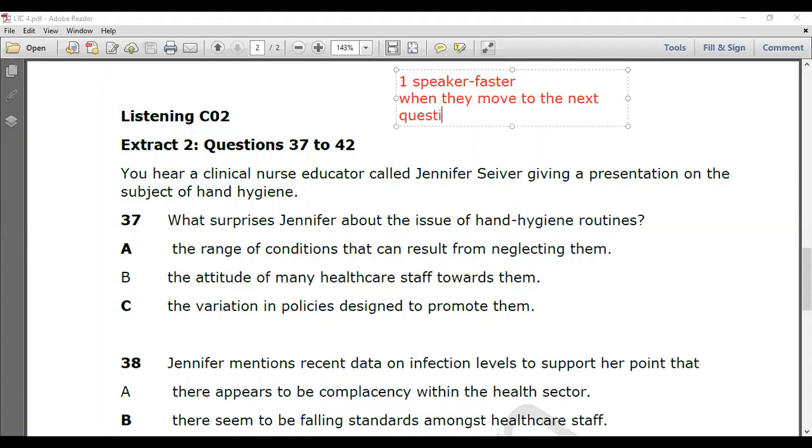So we are going to learn all those things. How do we understand that the speaker is moving to the next question? How do we cope up with the speed of the speaker? And what preparation we should do before the audio has started.